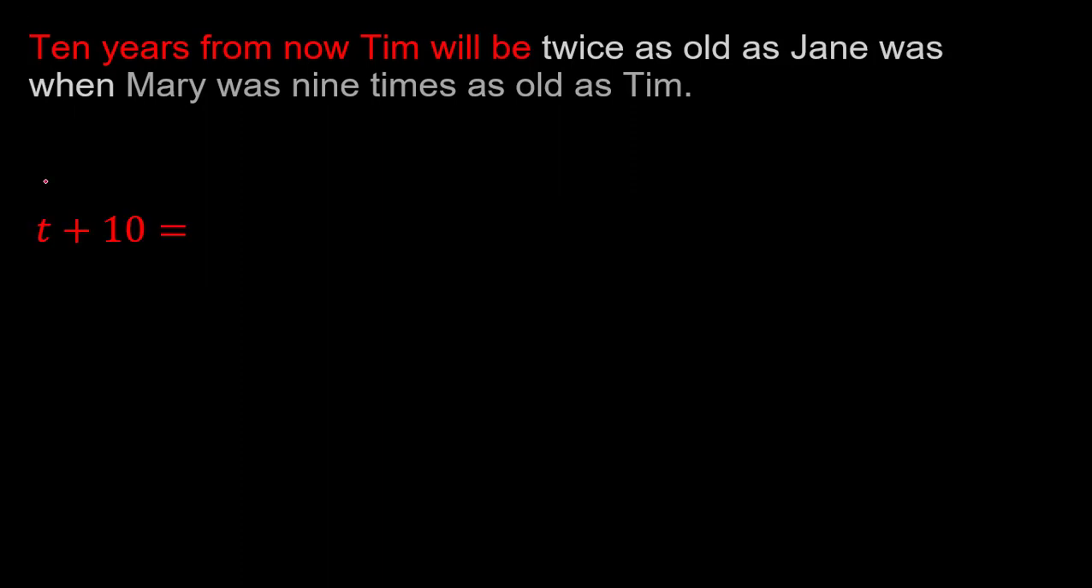10 years from now, Tim will be. So this is the first part of what we can translate into an equation. Remember that t is the current age of Tim, and 10 years from now it's going to be t plus 10. So this 10 years from now section is shown by this plus 10 right here. And then it says "will be," which is going to be our equal sign.